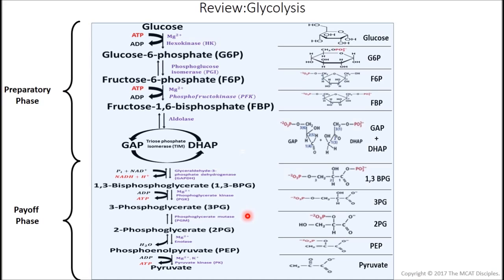All right, we're in our payoff phase, so you know what? We're forming ATP when we're using kinases in our payoff phase. And again, the magnesium ion because it's a kinase. 3-phosphoglycerate via phosphoglycerate mutase forms 2-phosphoglycerate. Use that histidine residue to just move over the phosphate on one molecule.